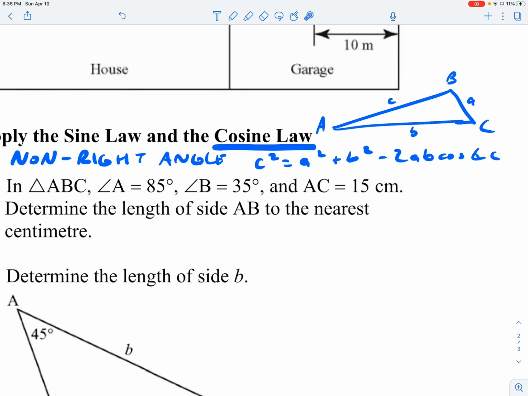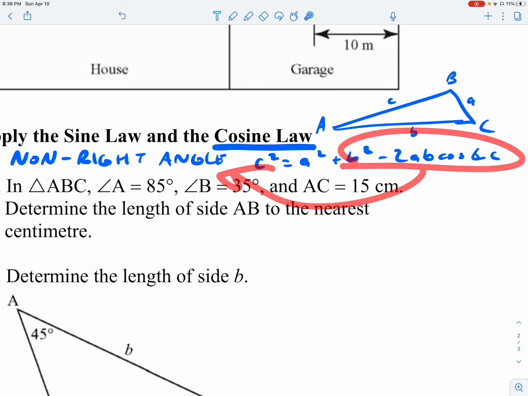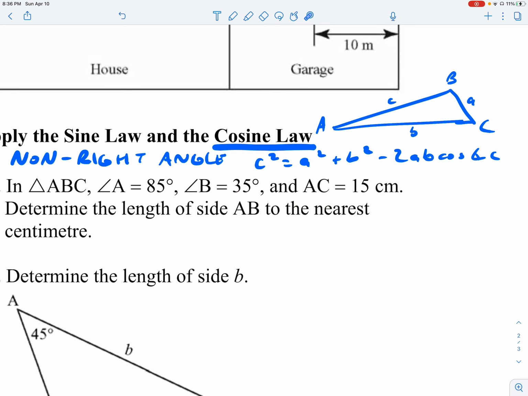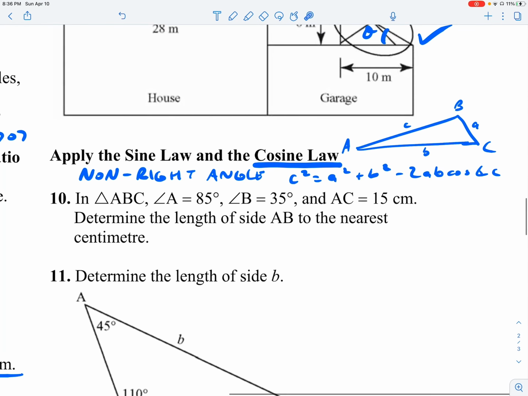This could be rearranged. If you wanted to figure out A, you could bring all these things over to the other side and then square root everything. It is a little bit messy, but it's doable. So anyway, that is the cosine law. We'll see an example of it soon.